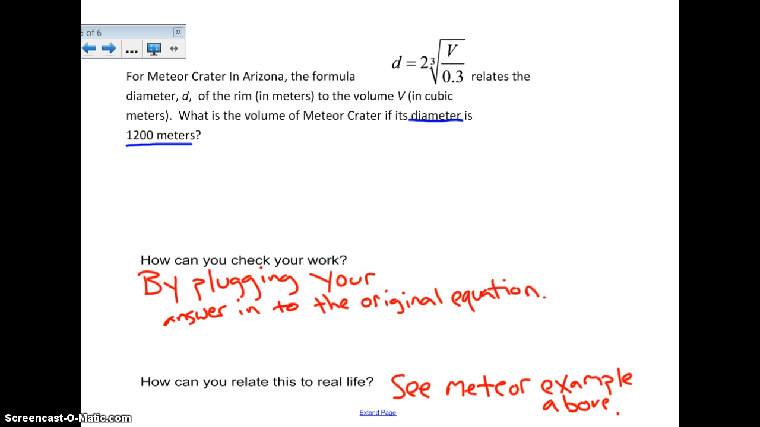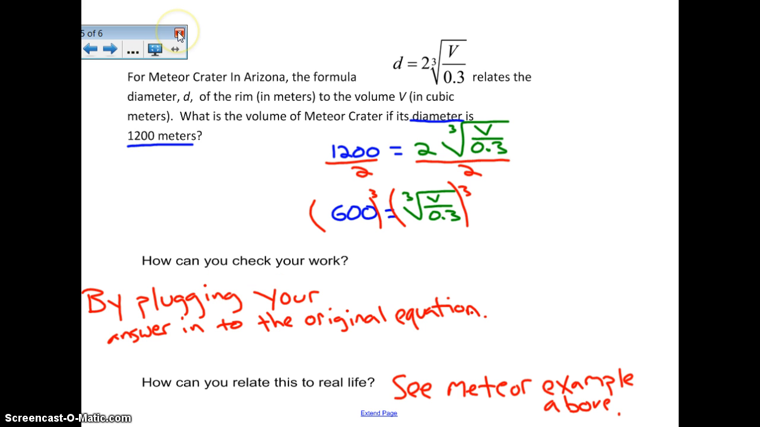So the diameter d is 1,200 meters. In my equation, I'm going to replace d with 1,200. Now we're going to use what we've learned to find the volume of the crater. Okay? So v is the volume. That's what we're looking for. First, we're going to isolate the radical. So we're going to divide by 2 on both sides. That gives us 600. So now we have 600 cubed is 216 million, and that's equal to v divided by 0.3.